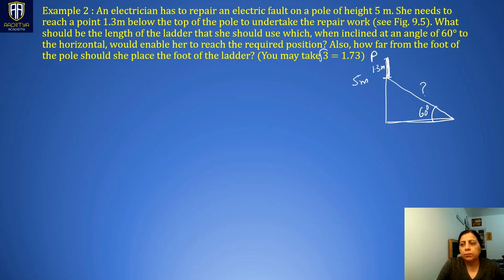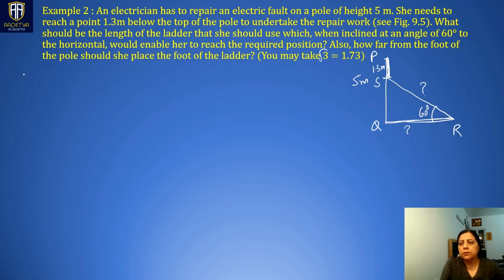So let this be P, Q, R and this point be S. Now, first of all, you have to find the length of the ladder. Next, also how far from the foot of the pole should she place the foot of the ladder. You have to find this distance also. What should be the distance between the foot of the ladder and the foot of the pole?